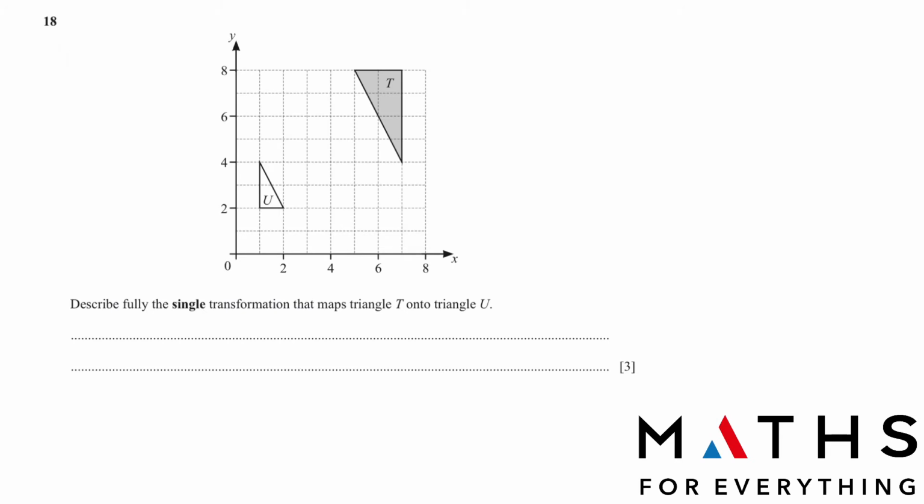Question number 18. We have been given two shapes. Describe fully the single transformation that maps triangle T onto triangle U. It's a 3-mark question. Always remember that if it's a 3-mark question related to transformation, it can be either enlargement or rotation. If you write even that much, you are going to get 1 mark. So the first thing, you see triangle T and you see triangle U. Triangle U is smaller than triangle T. So that is a case of enlargement.